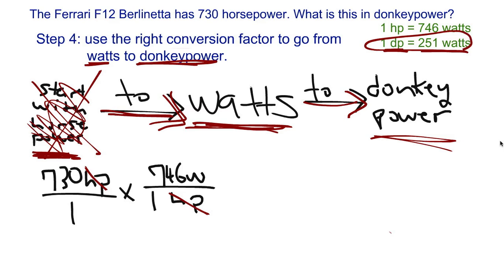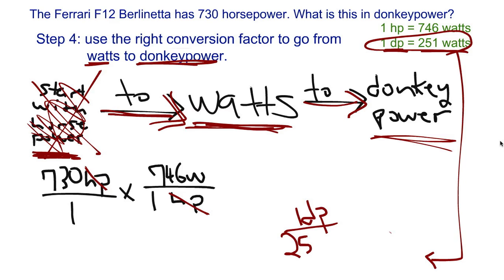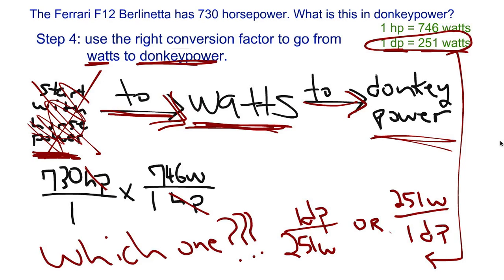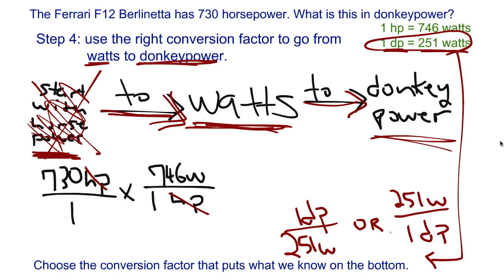So let's grab it, let's bring it down, and let's get our conversion factors. 1 donkey power divided by 251 watts, or 251 watts divided by 1 donkey power. Which one do we pick? Once again, we choose the conversion factor that puts what we know on the bottom.